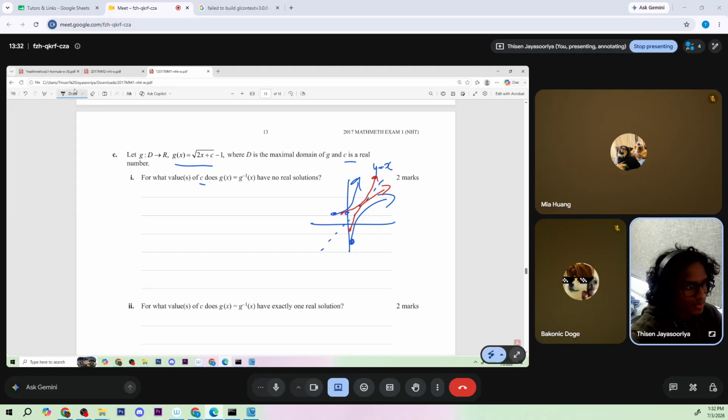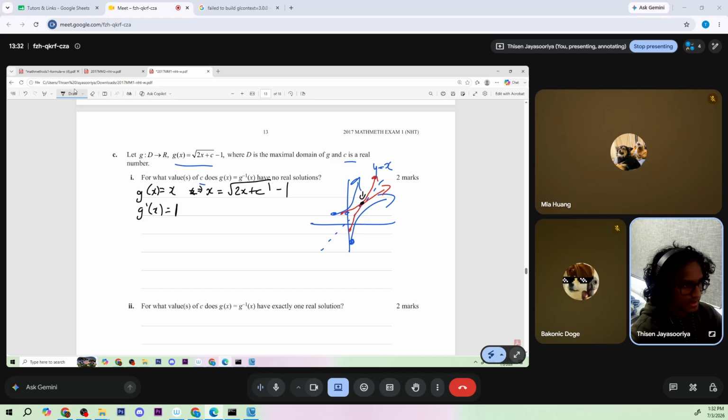I can develop the equation that g of x must be equal to x because it must intercept the line y equals x. But I also know that g dash of x must be equal to 1 because the gradient of the tangent at the point of x is going to be 1, because that's the gradient of y equals x. So here what I have is x equals the square root of 2x plus c, take away 1.